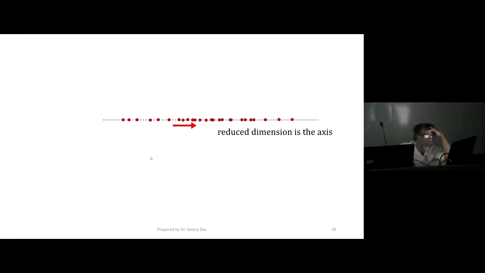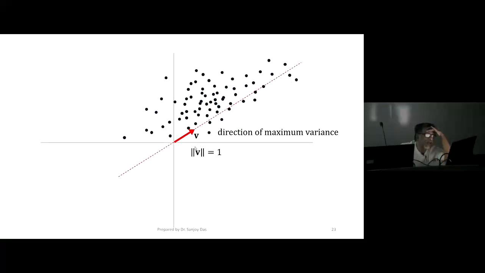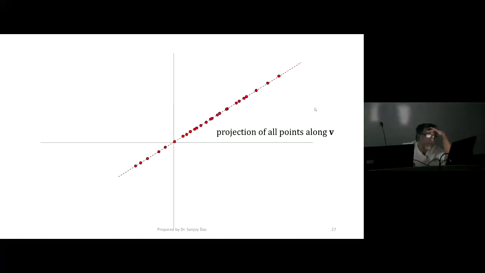But what did I do here? I chose this direction and hence this vector V, so that the variance of the projected points would be maximized. You see, they are quite spread out, all the red dots. For some other direction, it won't be that spread out, so the variance would have been less. My goal is to do dimension reduction that would maximize the variance.